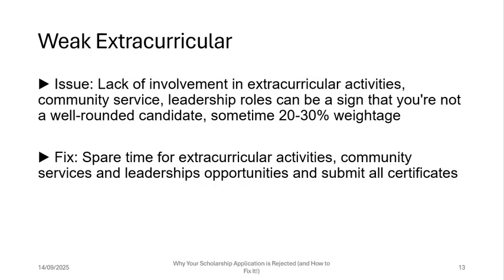The next problem is weak extracurricular activities. Most of you, when you are busy with studies, ignore everything else. You don't take part in any community services. You don't become the leaders of specific activities, so it shows that you are only focused on one side of life, which is academics, but you need to be active in other activities. And most US government scholarships or US university scholarships very clearly focus on this, sometimes giving 20 to 30% weightage to extracurricular activities.